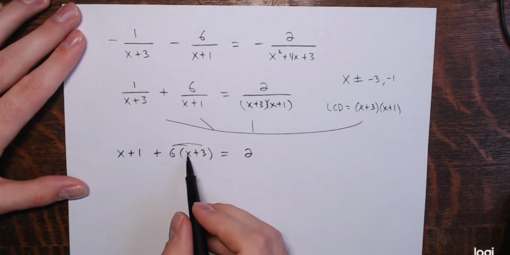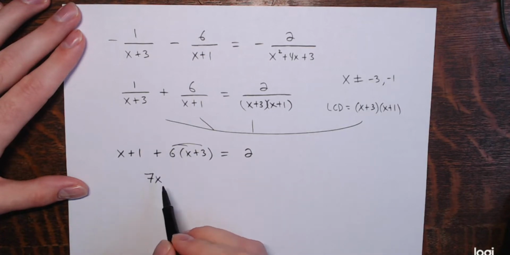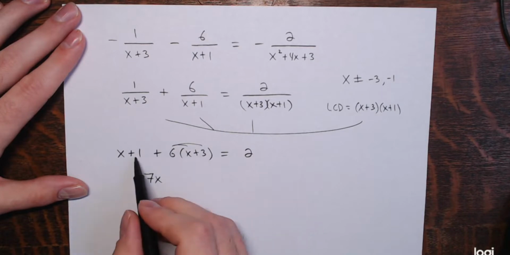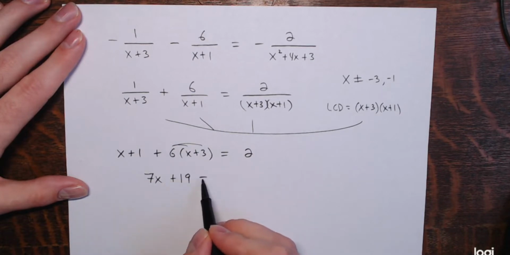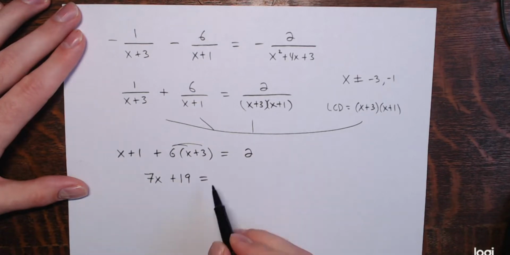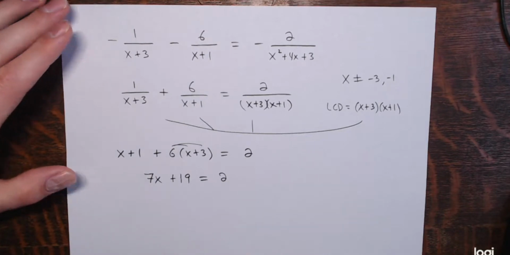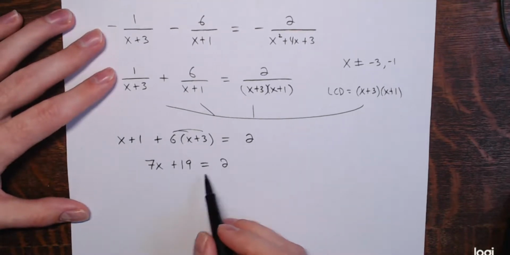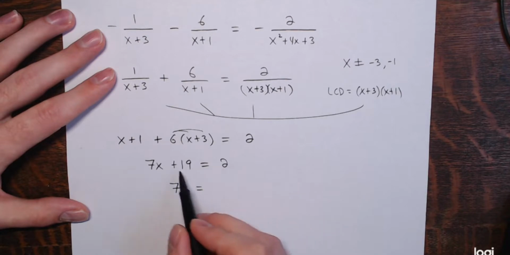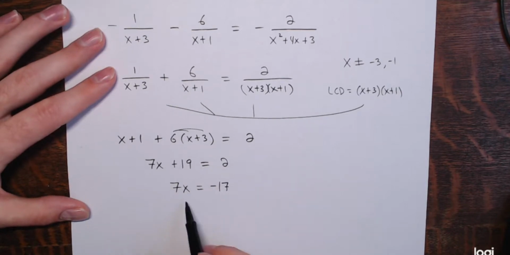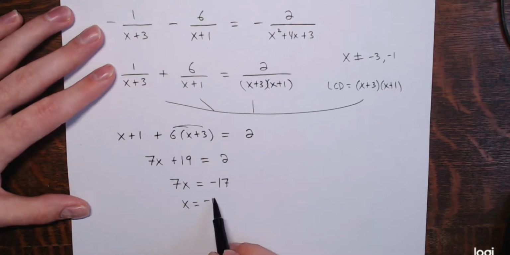6x plus 1x is 7x. Then you have 6 times 3 is 18, plus the 1 is 19. So the left side is simplified to 7x plus 19. The right side is still 2. I would subtract 19. All right, 2 minus 19 is negative 17. Divide by 7. X equals negative 17 sevenths.